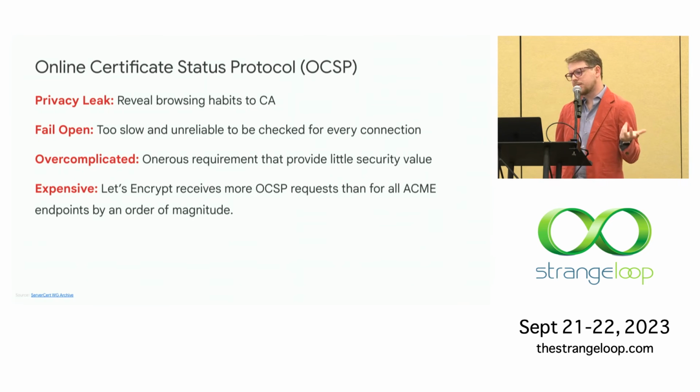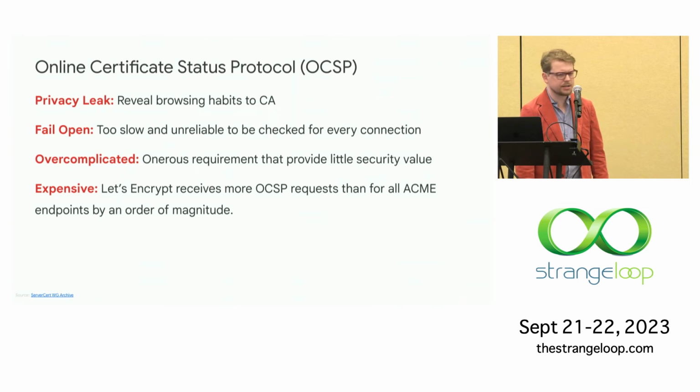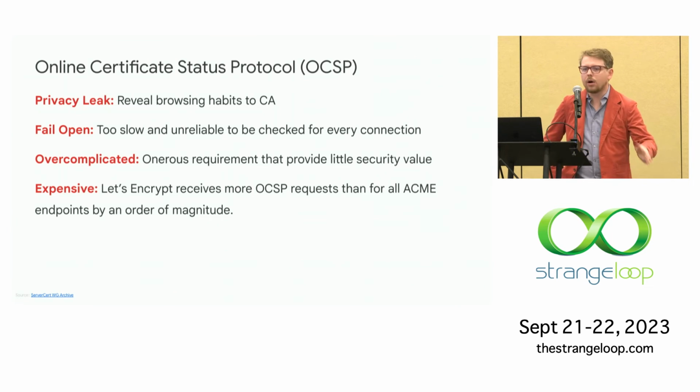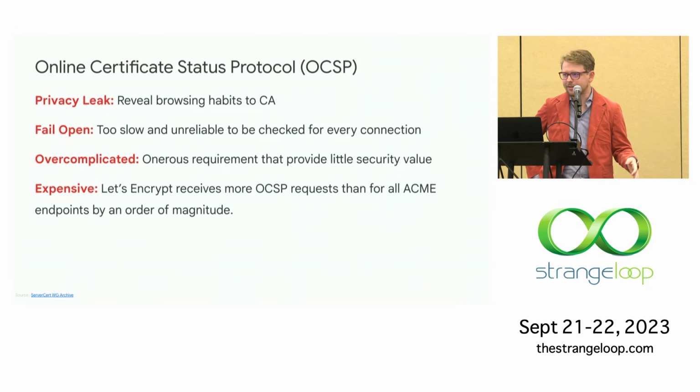But CAs were still required to do this, and then there were incidents around whether they're doing this correctly. Yet no one's actually looking at these, so why does it matter if they're doing this correctly or not? And it's expensive. Let's Encrypt said on the CA/Browser Forum mailing list that they receive more OCSP requests than they do for all of their ACME endpoints by an order of magnitude. And for what? Where are these coming from?